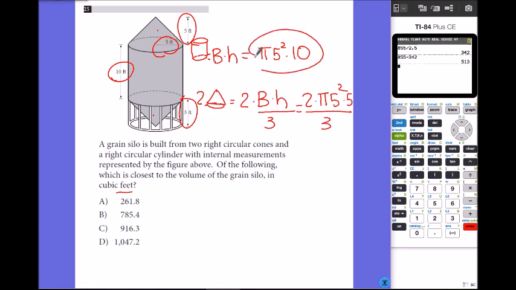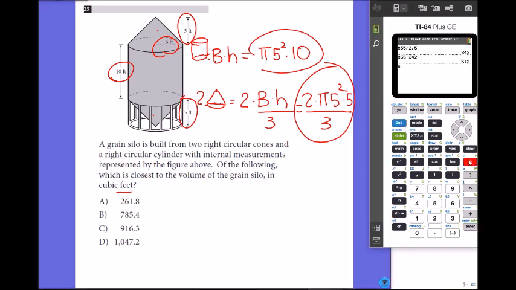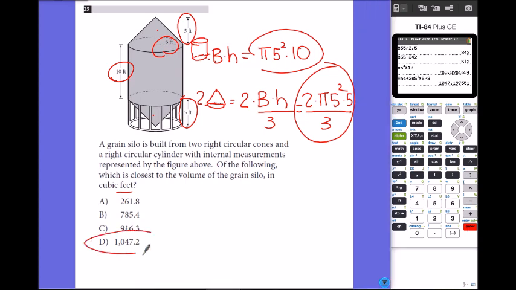Let me go ahead and add these two on the calculator. So I get pi 5 squared times 10, press enter. Try to divide steps as much as you can to reduce the chance of making mistakes. Plus 2 pi 5 squared times 5, which was 5 cubed, divided by 3. I get 1047.2. So D is your answer.